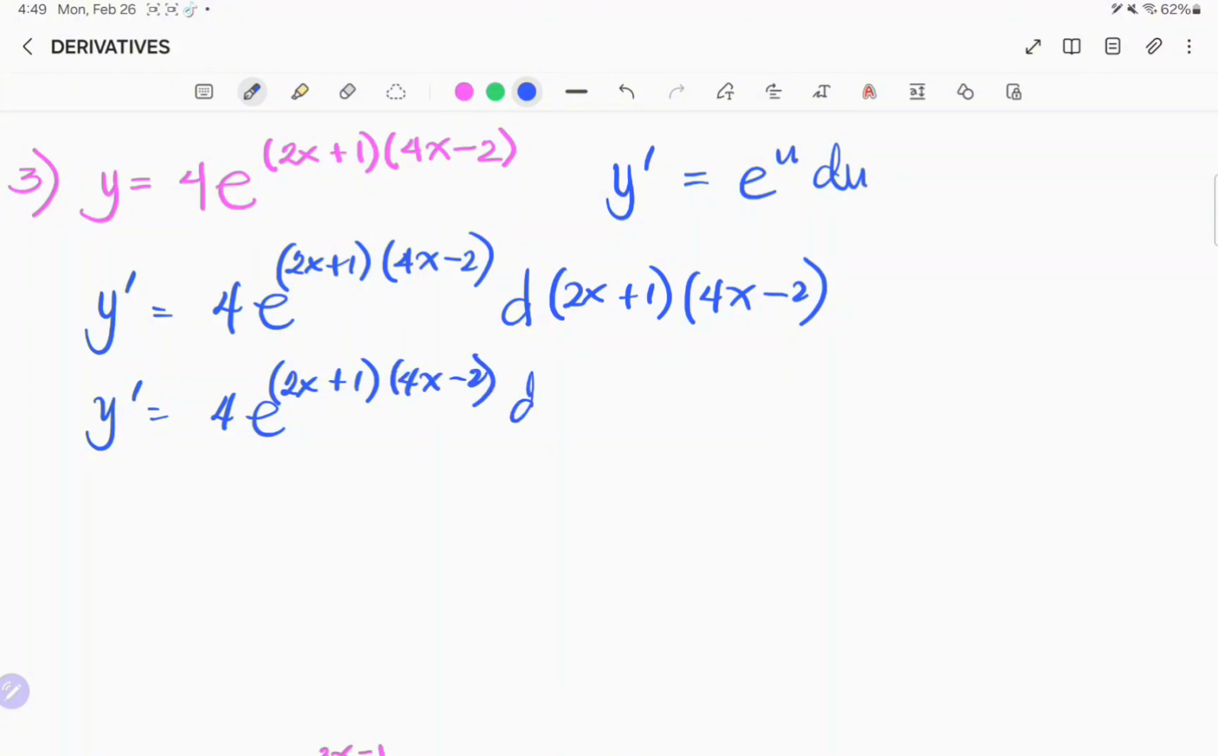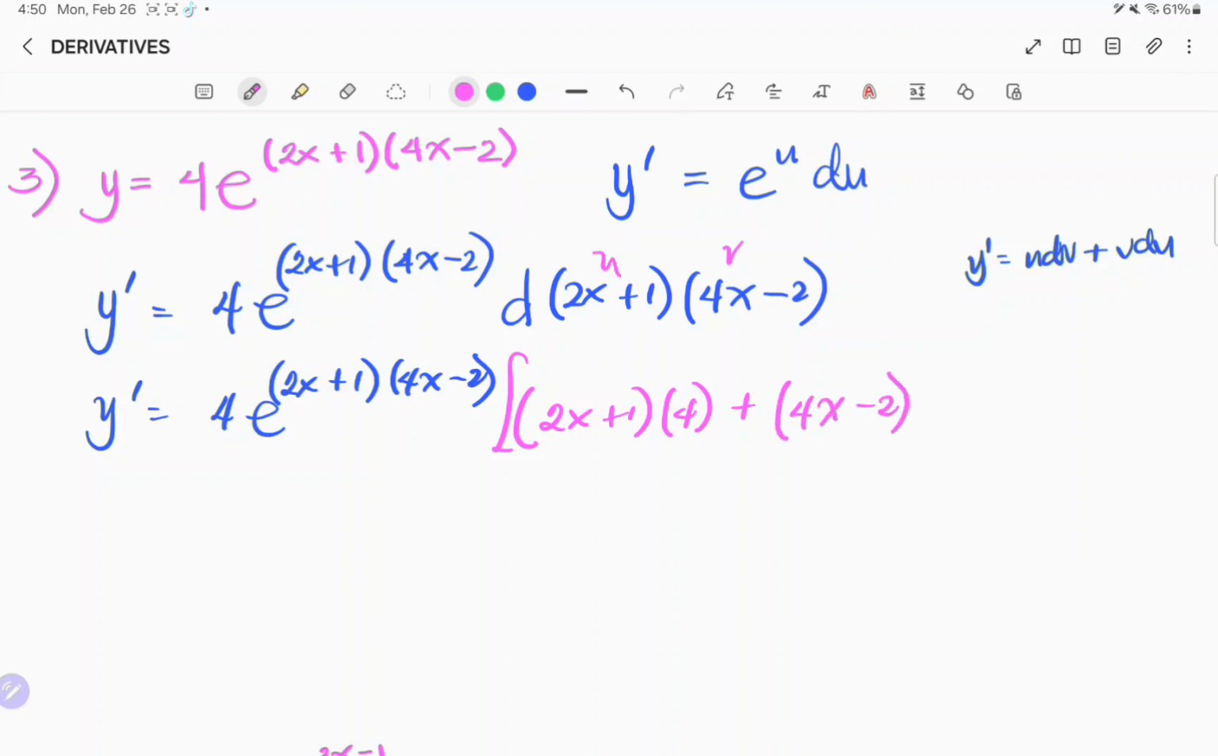So let's derive. Copy first your 4e raised to 2x plus 1 and 4x minus 2. So the derivative of a product is y prime equal to u dv plus v du. So if this is our u and this is our v, meaning you have to copy u, 2x plus 1, times the derivative of v, which is 4, plus copy v, our v is 4x minus 2, and derive u. The derivative of u is 2.